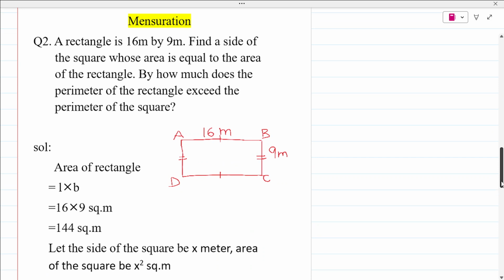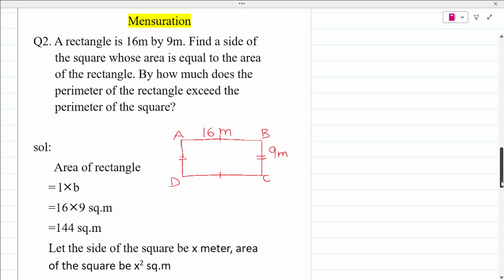Students, you can see question number 2. A rectangle is 16 meter by 9 meter. That means the length is 16 meter and width is 9 meter. So we need to find a side of the square whose area is equal to the area of the rectangle.